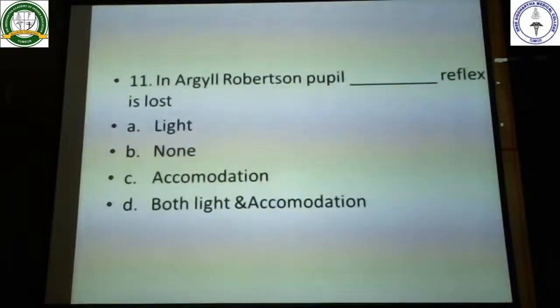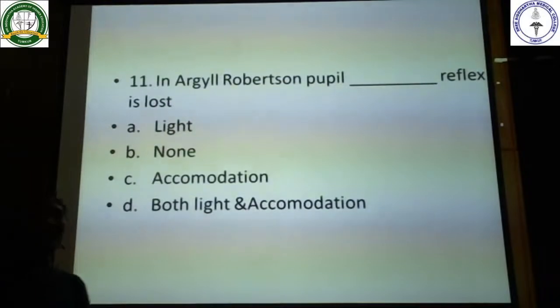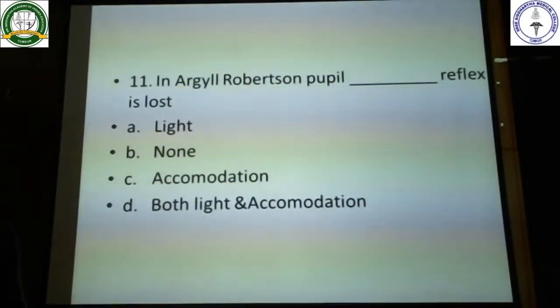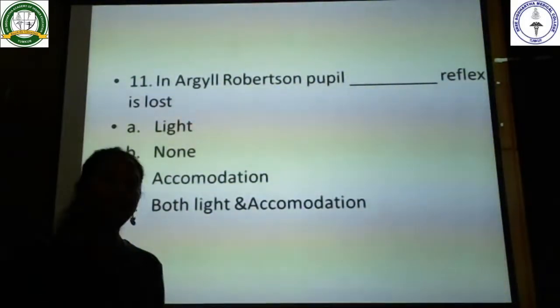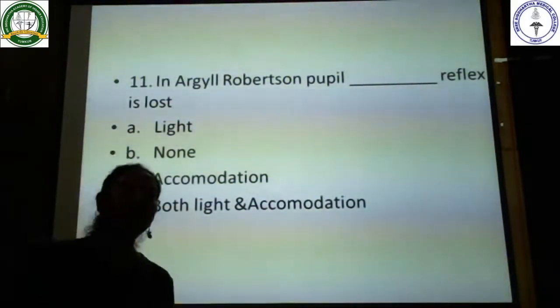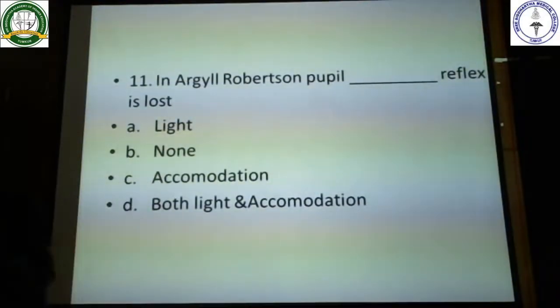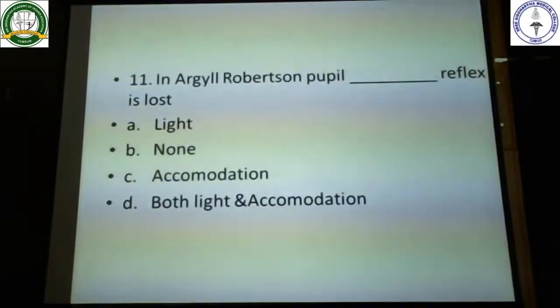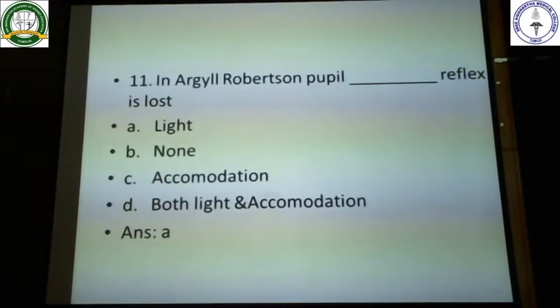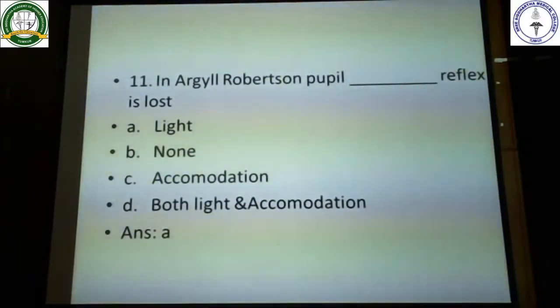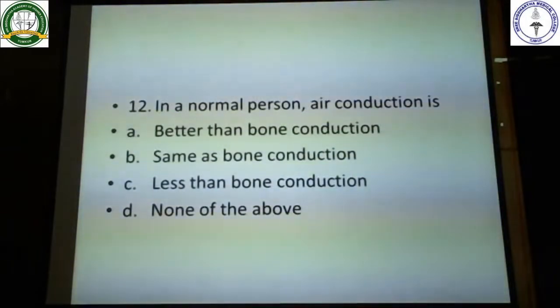In Argyll Robertson's pupil, what reflex is lost and what reflex is preserved? So go and read up. Argyll Robertson's pupil is a short note. So usually here the light reflex is lost, but the accommodation reflex is retained. So in Argyll Robertson's pupil, the light reflex is lost. Please go and read up. Argyll Robertson's pupil is a short note.